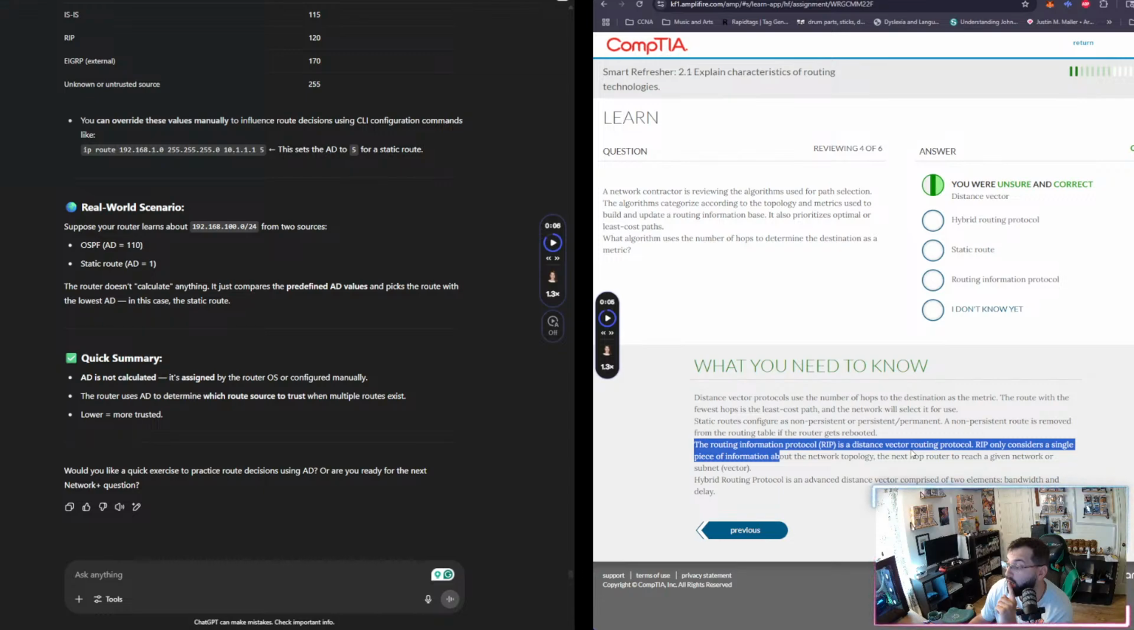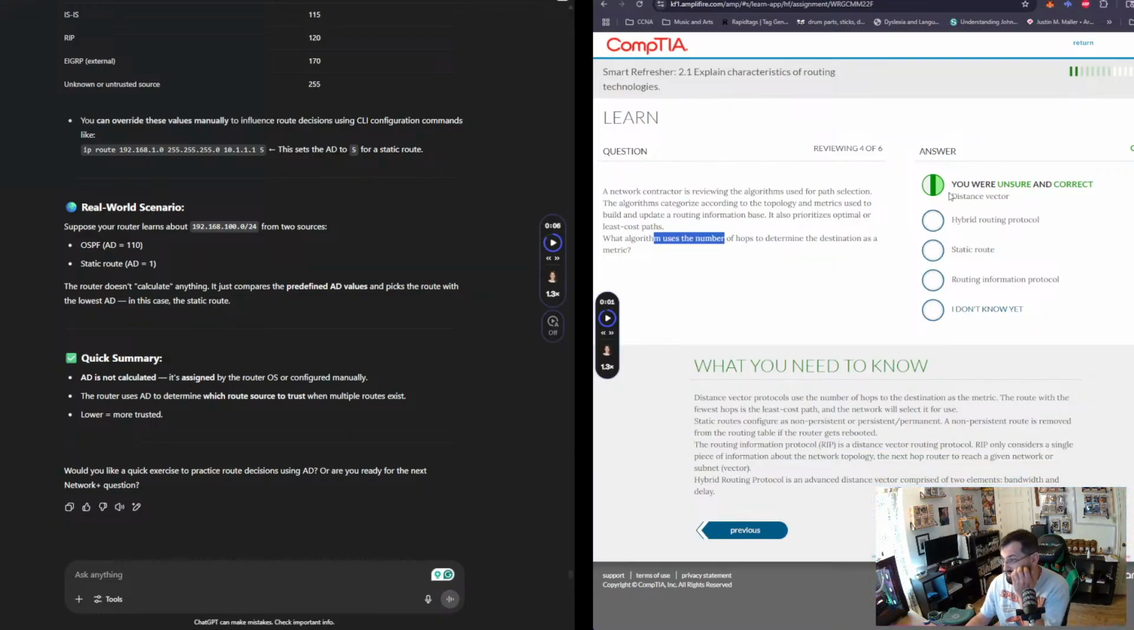Oh, this is just like how the other one was. It's asking for the algorithm that uses the number of hops, which is a distance vector. RIP uses distance vector. Okay. What algorithm uses the number of hops? What algorithm, not protocol?